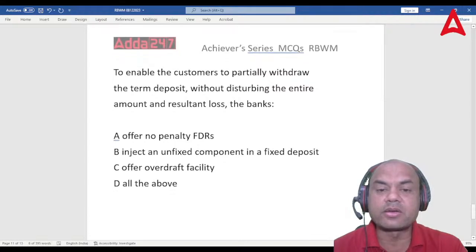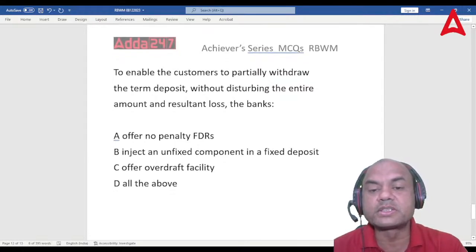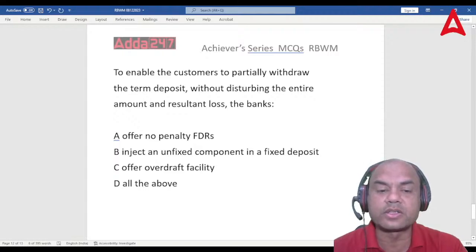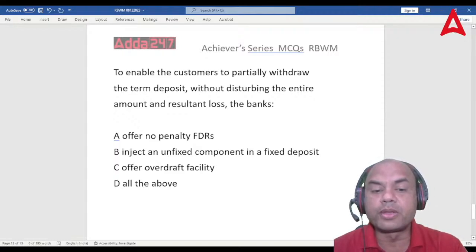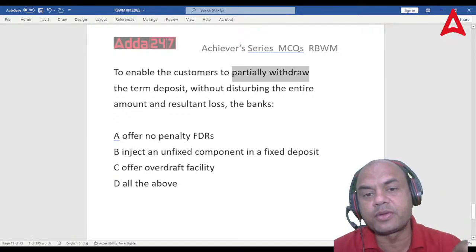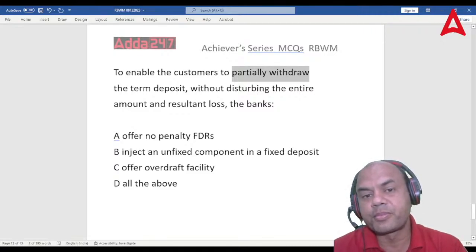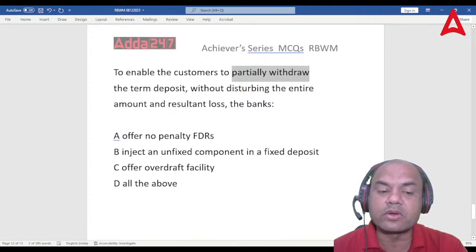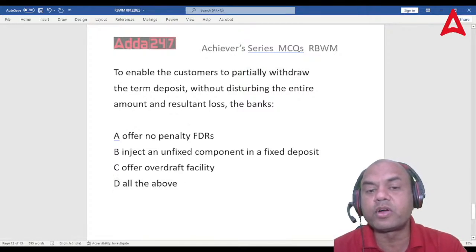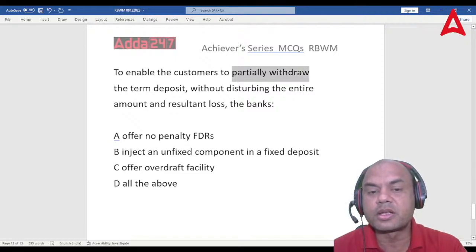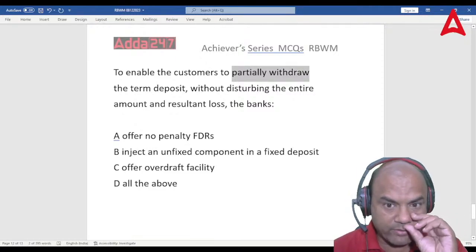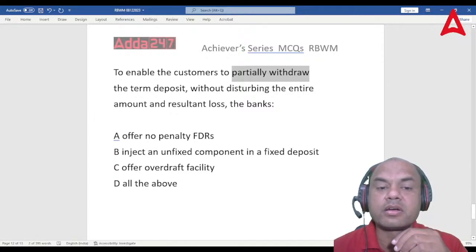Now, see this. To enable the customer to partially withdraw the term deposit without disturbing the entire amount and the resultant loss, the bank provides: offer no penalty FDRs, inject an unfixed component in the fixed deposit, offer an overdraft facility, and all of the above. See here, what are we doing? Partially withdraw. We are not closing the FD over here. All of us tend to give the answer all of the above. But the answer is not that. We want partially withdraw the term deposit, without disturbing the entire term deposit.